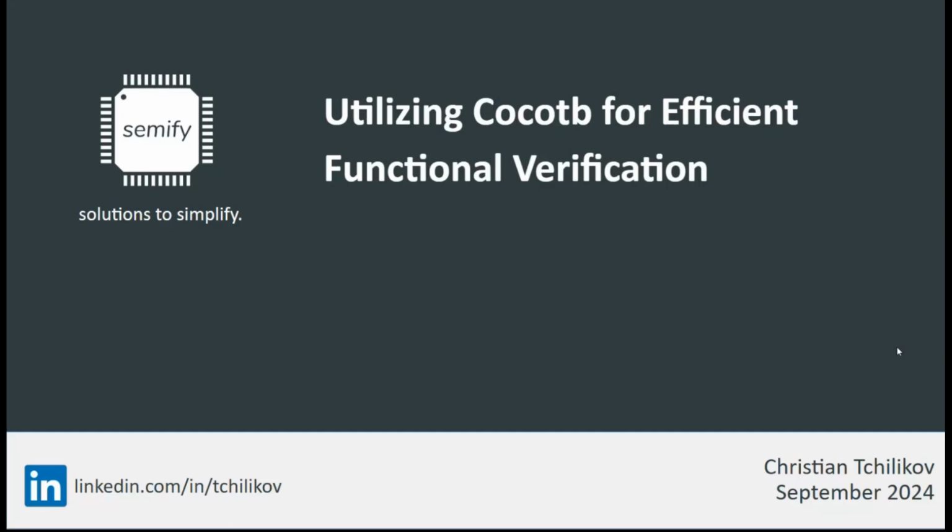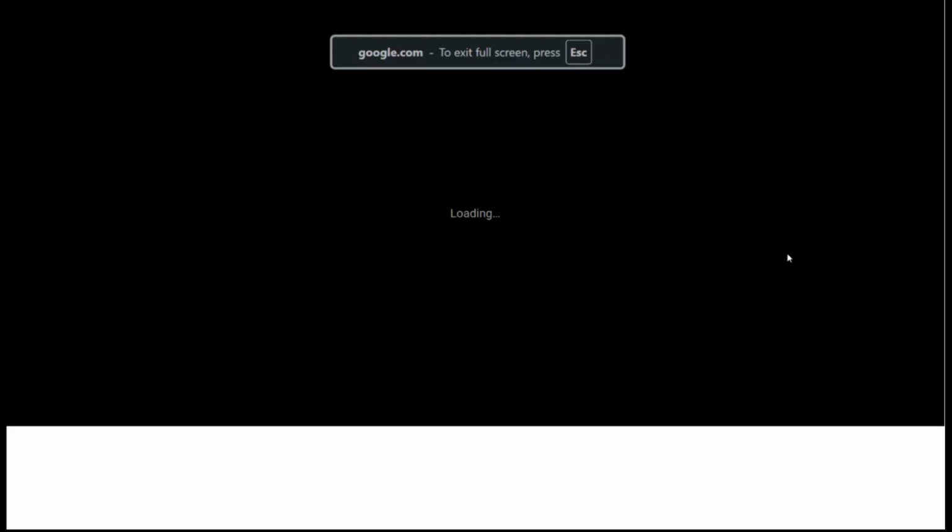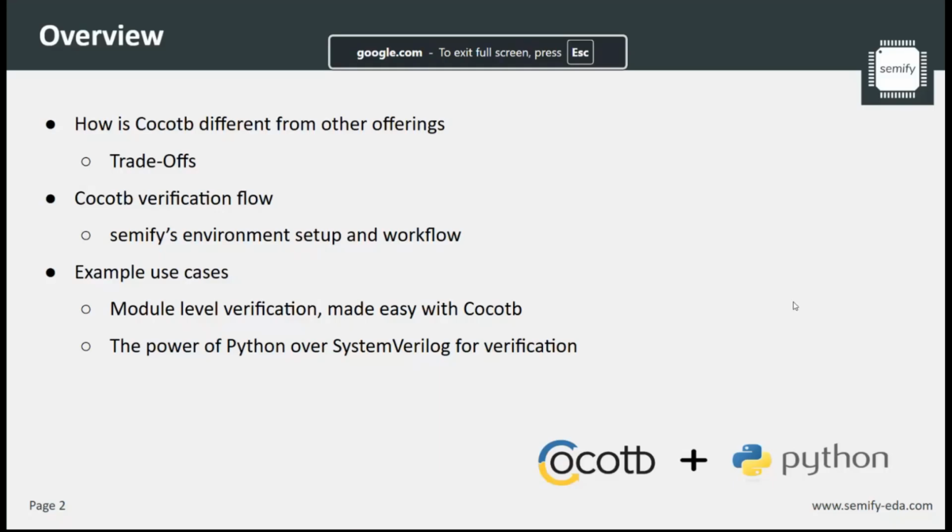So in my talk, I want to focus a little bit more on some real-world cases. I think Philip did a fantastic job of showcasing what Cocotb is and how to use it. So as an overview, I want to present what Cocotb is really quickly and how it's different from some other offerings currently used in industry. Then showcase a little bit about the Cocotb verification flow, compare that with the standard verification flow, and then compare that with our verification flow and what we do in-house.